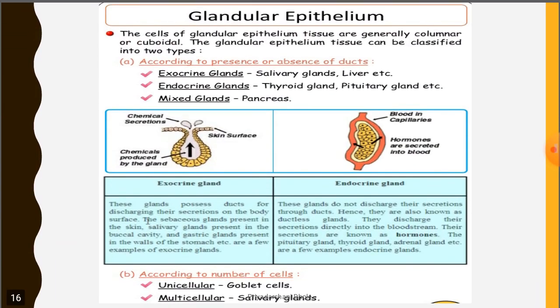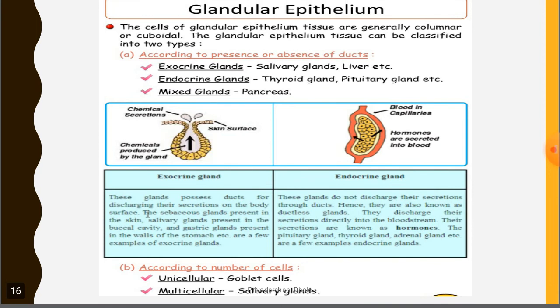Now next one is the glandular epithelium. The cells of glandular epithelium are generally columnar or cuboidal in shape. It can be classified into three types: exocrine, endocrine, and mixed glands. Exocrine glands secrete their secretion outside the gland; examples are the salivary gland and liver. Endocrine glands secrete inside the body, such as the thyroid gland and pituitary gland. And the mixed gland is the pancreas.